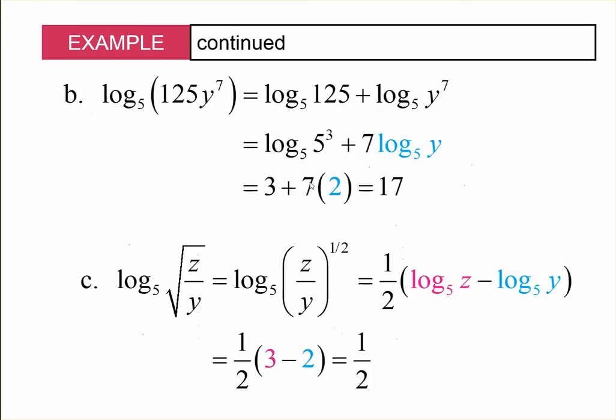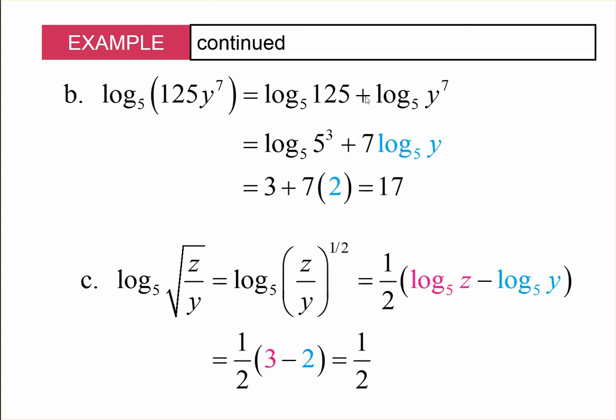Okay, with B, let's take a look at B here real quick. Log base 5, again, not doing anything. You're just paying attention if you want to. Notice you got 125 times y to the 7th. Hey, if it's y to the 7th, I can bring that out. Actually, there's a multiplier here, right? So I can split them off as a plus sign.